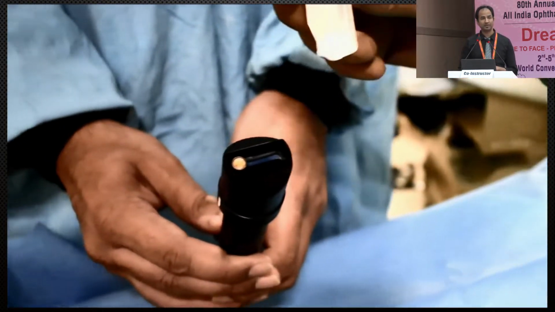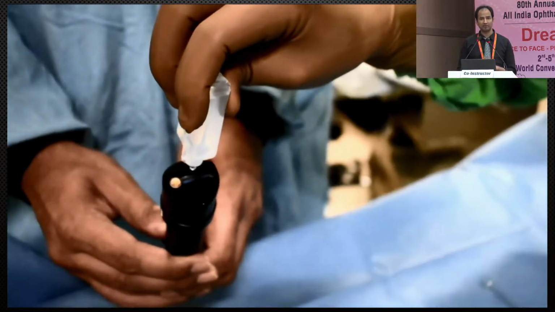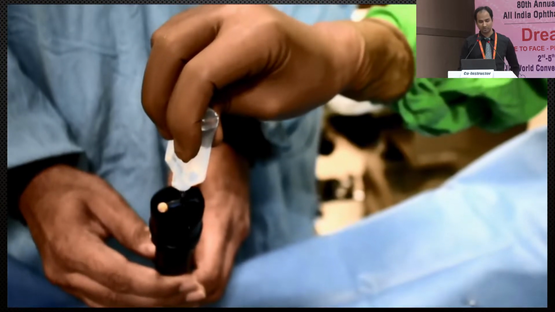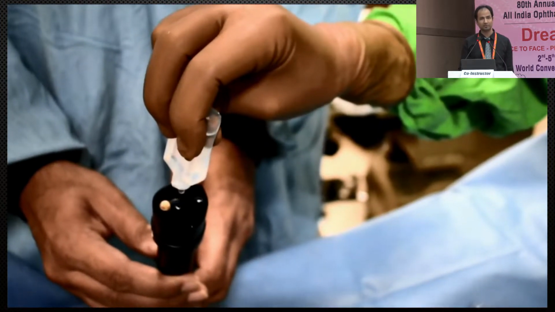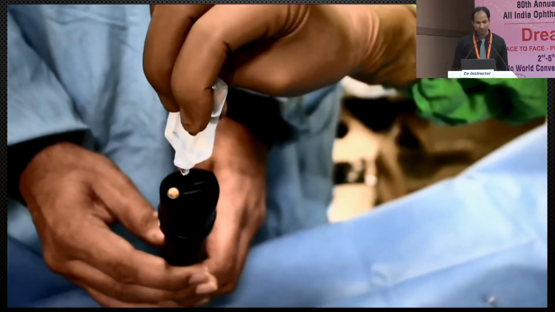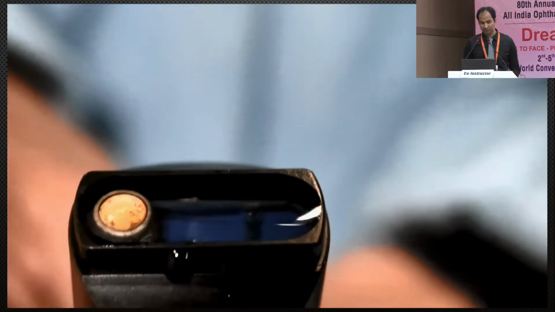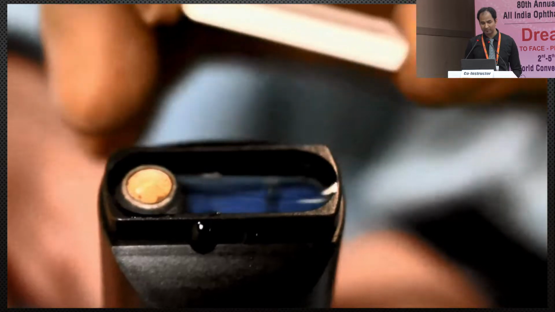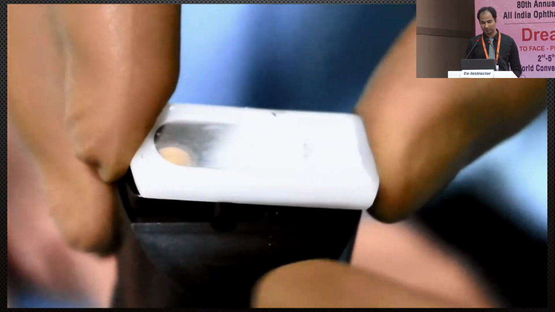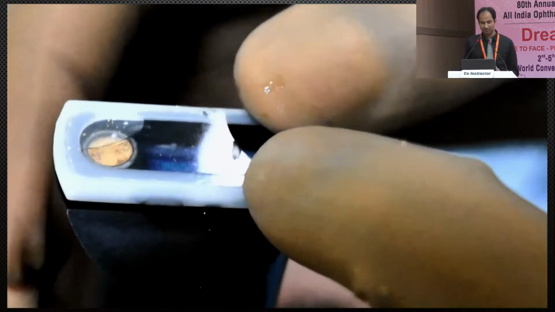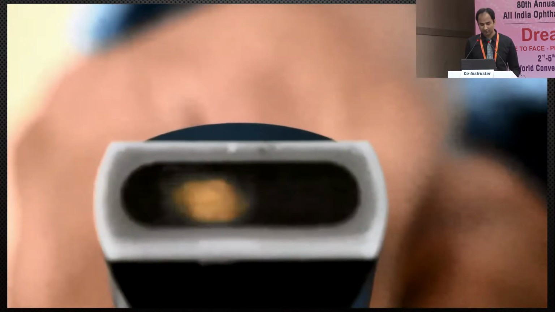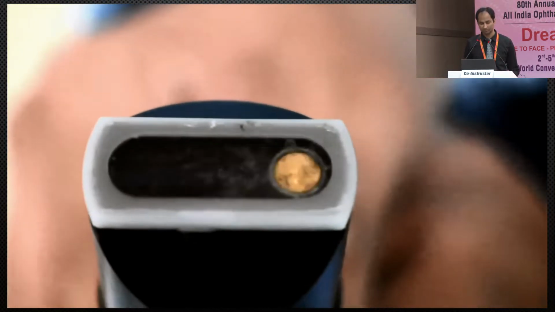Care should be taken that normal saline, RL, or any other fluid should not be used, because those ions will stick to the probe and it will affect the transducer. So it has to be filled completely with distilled water. Here we can see the inside structure, this is the transducer. Then it is covered with this clear cover, and here we can see the movement of the transducer.